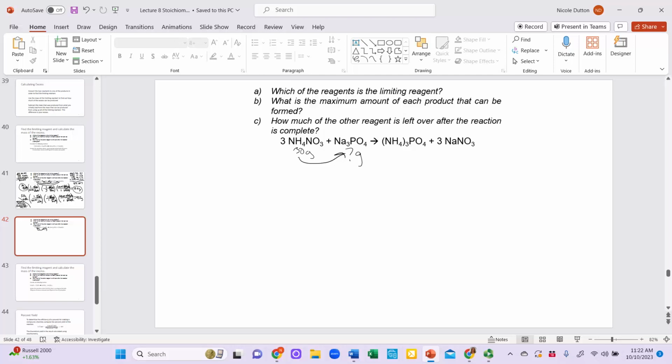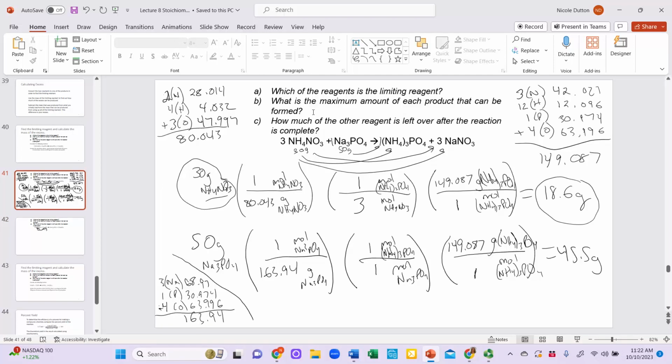So we still haven't answered this question here. What is the maximum amount of each product that can be formed? Well, we know how much maximum product can be formed. We didn't calculate this yet. It's the same exact process, except instead of using the (NH4)3PO4, you're using the NaNO3. So I won't go over that one today. But if you do have questions, I'm happy to meet with you in tutoring and we can go over that example as a class if needed.